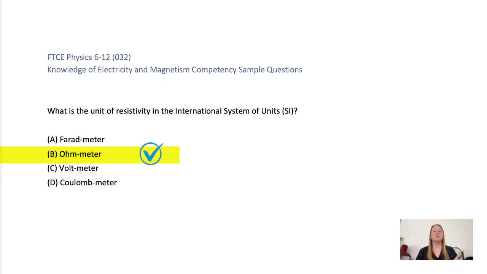The correct answer is B. The SI unit for resistivity is the ohm meter. Resistivity is a measure of the material's ability to resist the flow of an electric current. It is calculated as the resistance of a cube of the material measuring 1 meter on each side.